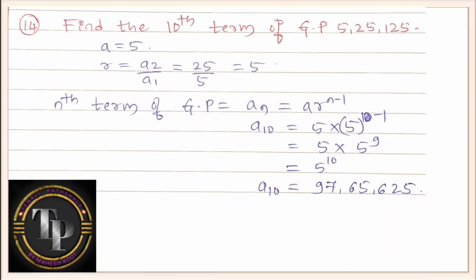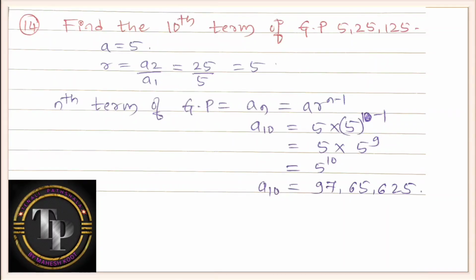Find the 10th term of GP: 5, 25, 125. So you are given the A value 5. A1 value, A2 value is 25, A3 value is 125. You have to find out the 10th term. To find out the 10th term, you must know the common ratio. Correct? What is the common ratio? A2 divided by A1 or A3 divided by A2. So here A2 is 25, A1 is 5. 25 by 5 means you are getting 5.